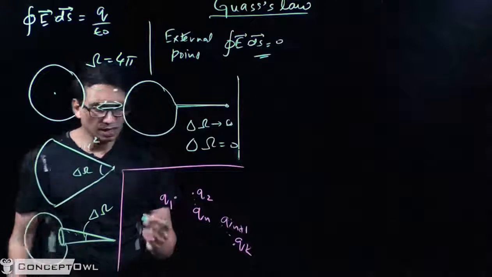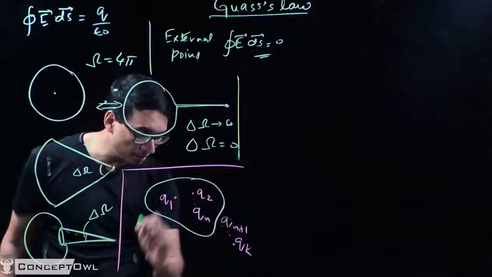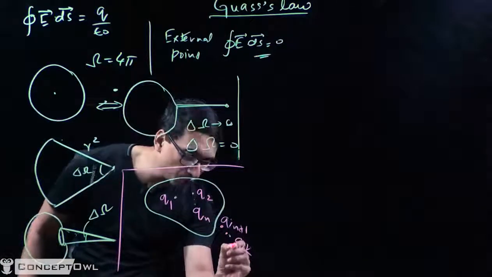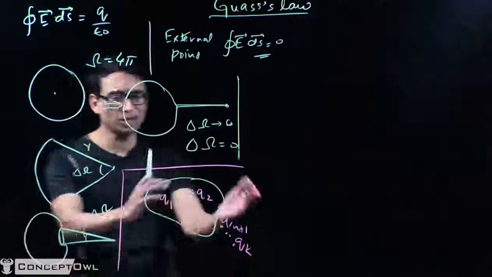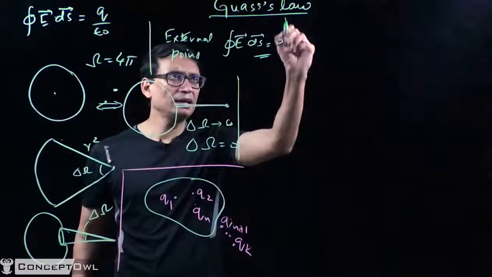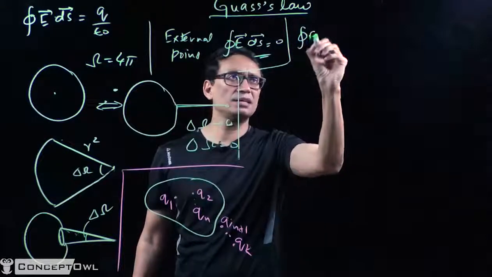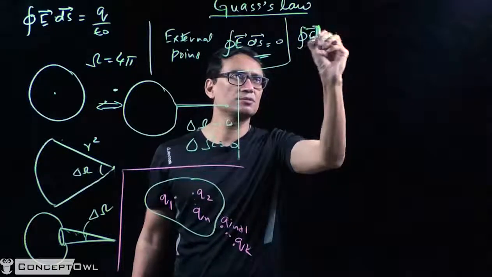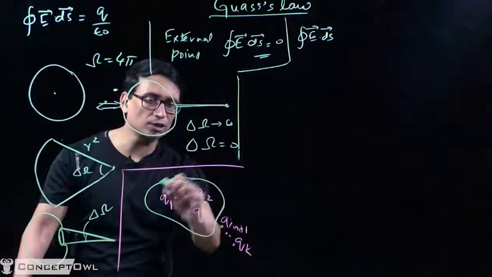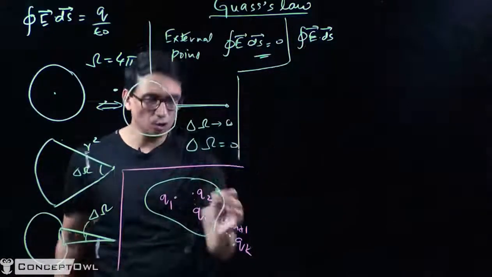Now, I'm going to draw a Gaussian surface covering charges Q1 to Qn, but leaving out the charges Qn plus 1 to Qk. All these charges are left out. So there are some charges which are inside, some charges which are outside. And I want to find out what is the integral of E dot ds for the closed surface, this green colored thing, this is my closed surface. So I want to evaluate this integral over this closed surface.